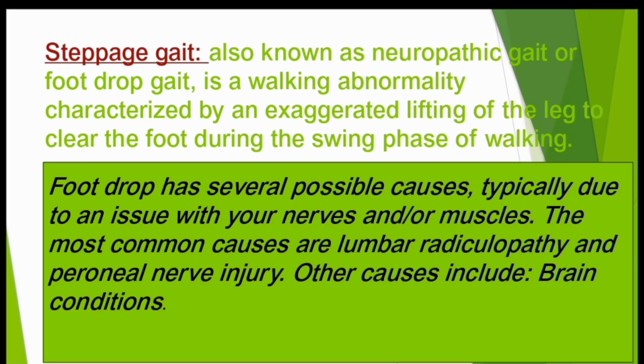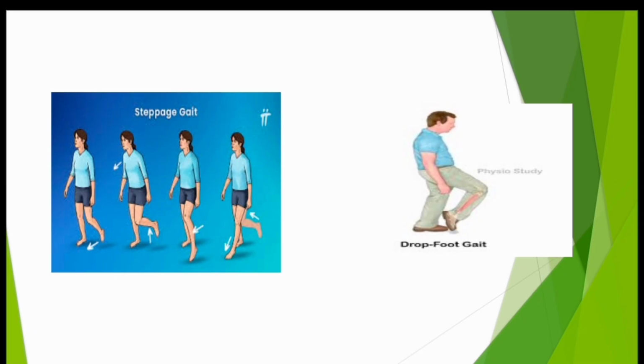This is caused by several causes, typically due to an issue with your nerves and muscles. The most common cause is lumbar radiculopathy and peroneal nerve injury, and other causes may include brain conditions. Just remember this: lumbar radiculopathy and peroneal nerve injury. In the next image you can see the steppage gait, how they are walking, that is foot drop gait. They are walking like that.